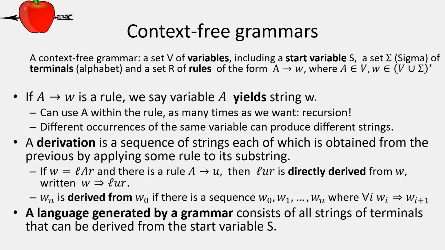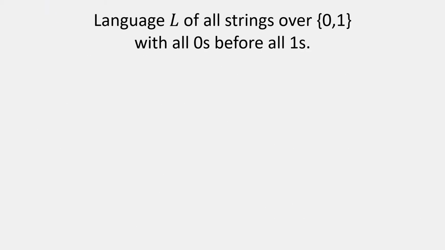Or in general, if you have one string with variables in it, and then you have another string that you got from the first one by repeatedly substituting variables with what they become after you apply the rule, you just say that one string is derived from the other. Okay, and now for the examples.